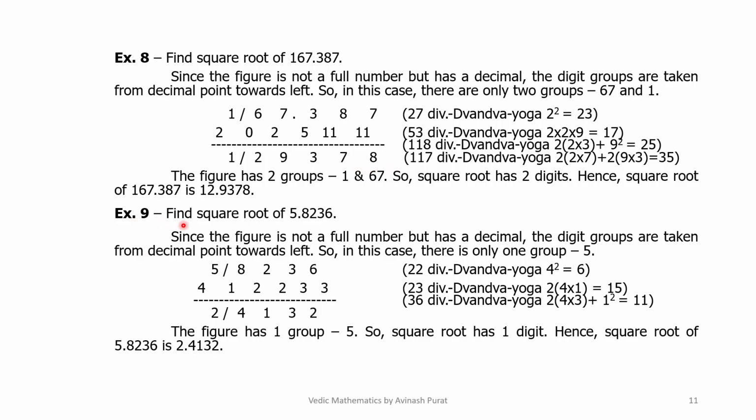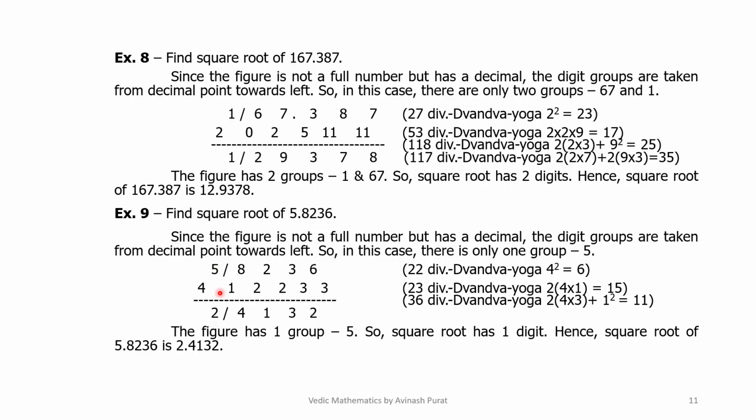Example 9. Find the square root of 5.8236. Since the figure is not a full number but has a decimal, digit groups are taken from the decimal point towards the left. So in this case there is only one group, 5. 5 is the dividend.